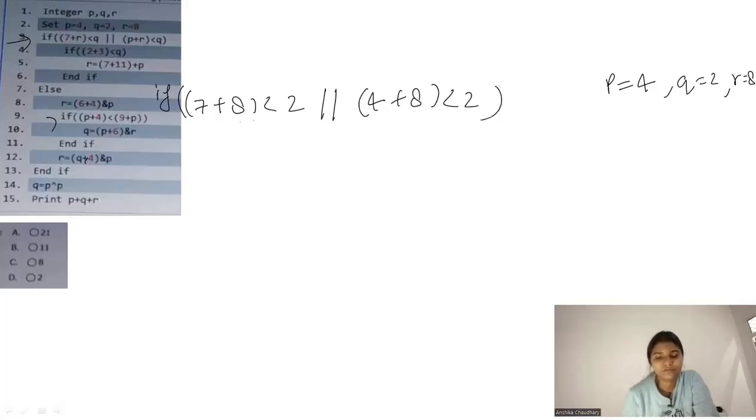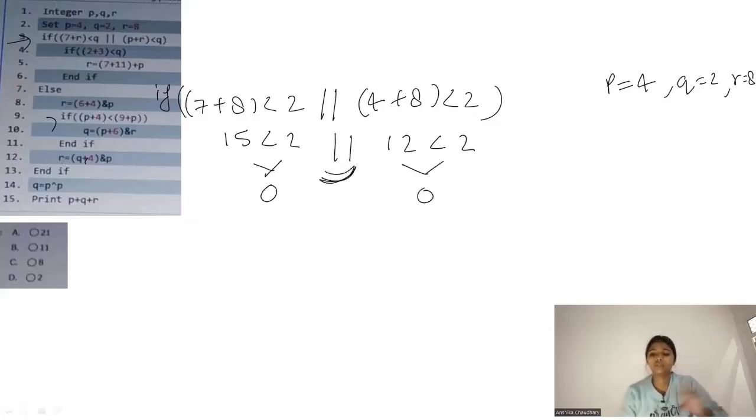All right. So 8 and 7 will become 15 is less than 2, or 12 is less than 2. So this is false, right? And also this is false. 0 or 0. Okay, this is the logical or. So if both the cases are 0, it will return 0 only. So the whole condition will become 0, and we will jump out of the if part and come directly into the else part on line number 8.